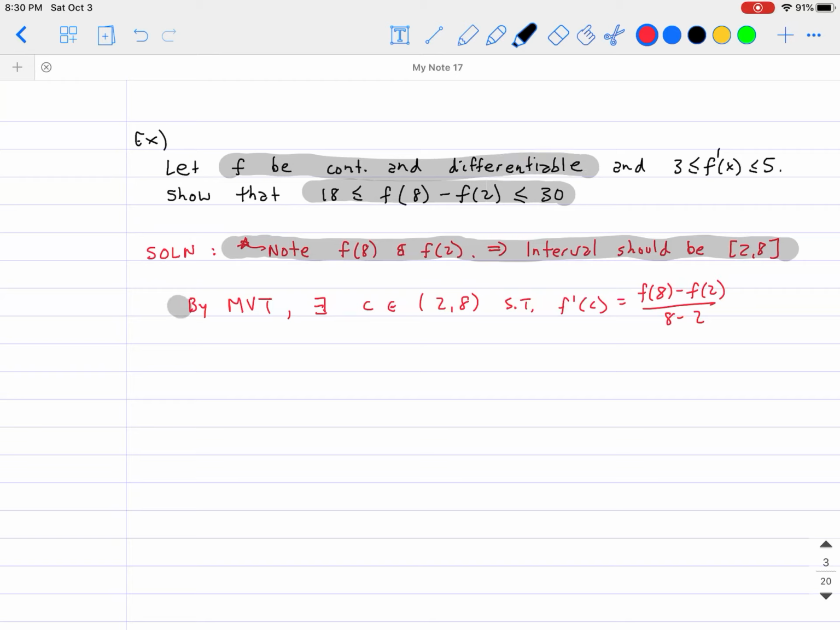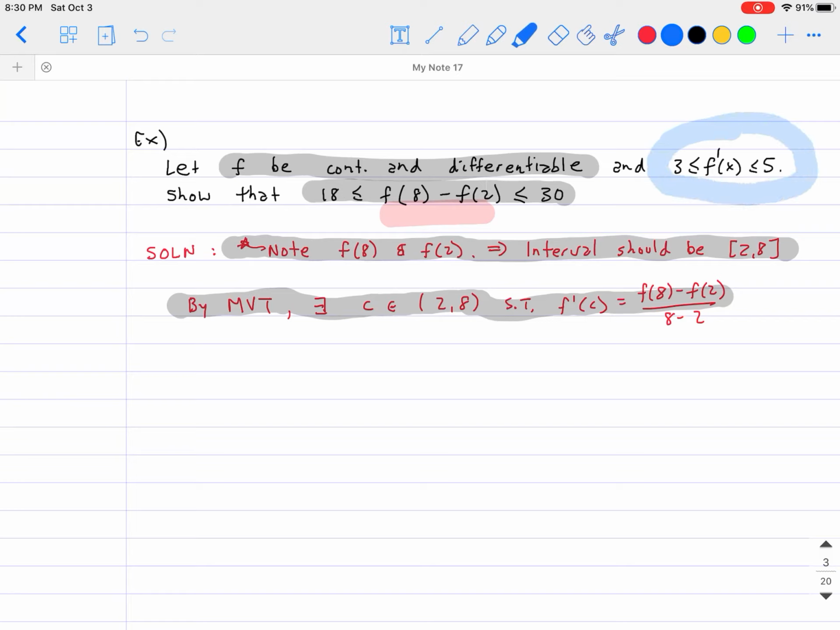We know we can do that because, first of all, f is continuous and differentiable. So by the mean value theorem, we can say that there exists a value c such that f prime of c is equal to f of 8 minus f of 2, all divided by 8 minus 2. By setting up this mean value theorem, we're basically setting up the part of the expression that we want, which is over here. Now, let's go a little bit further.